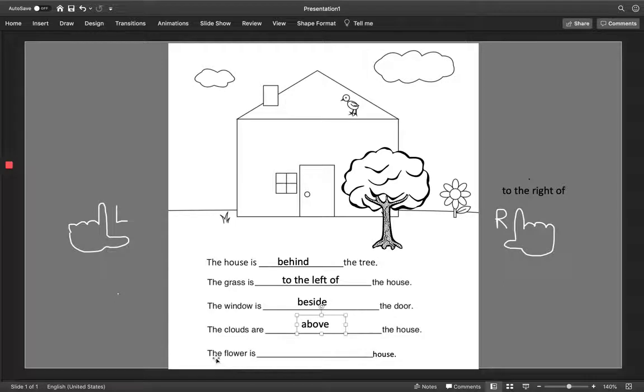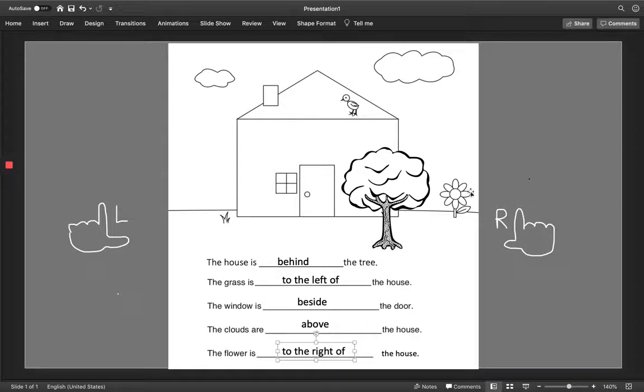The last sentence says, the flower is blank house. Now this is our only option, but let's read it to make sure that this is right. This says to the right of. Now Miss Martinez forgot to add a word over here. She forgot to add the word "the." So she'll fix that right now so that the sentence can make sense. The flower is to the right of the house.